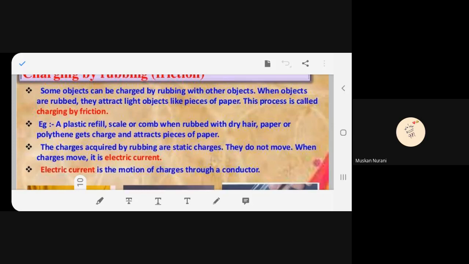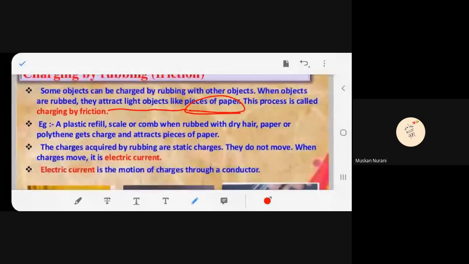So whenever you are rubbing some objects, what happens? It gets charged. And what does it do? It attracts light objects. For example, pieces of paper. This process is called charging by friction. The examples are a plastic refill, a plastic scale, a plastic comb. You rub it on your dry hair.